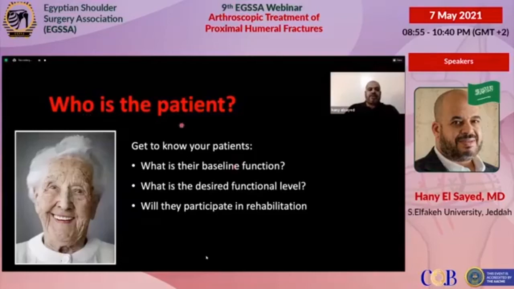So we need to know who the patient is, what his baseline function is, what he desires from his shoulder, what the expectation is, and whether he is cooperative with physiotherapy or not.